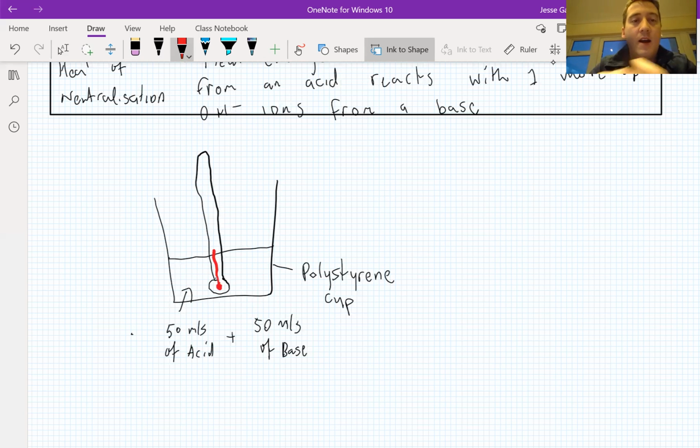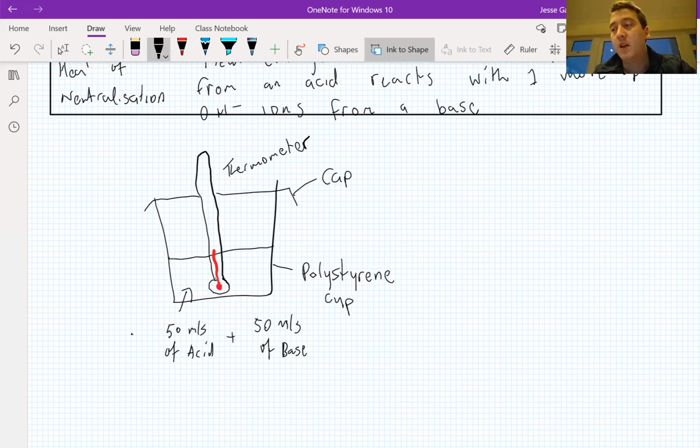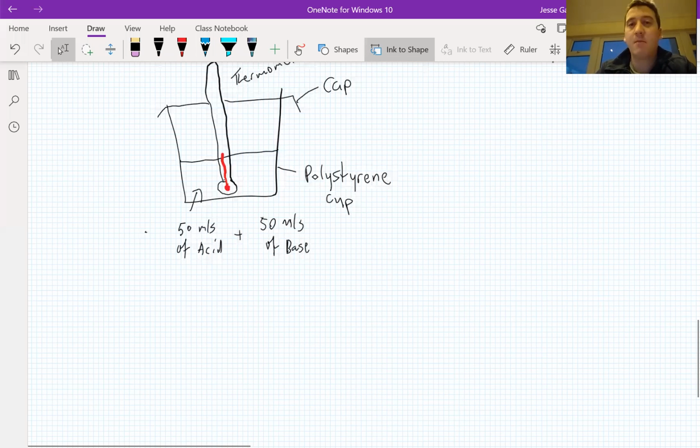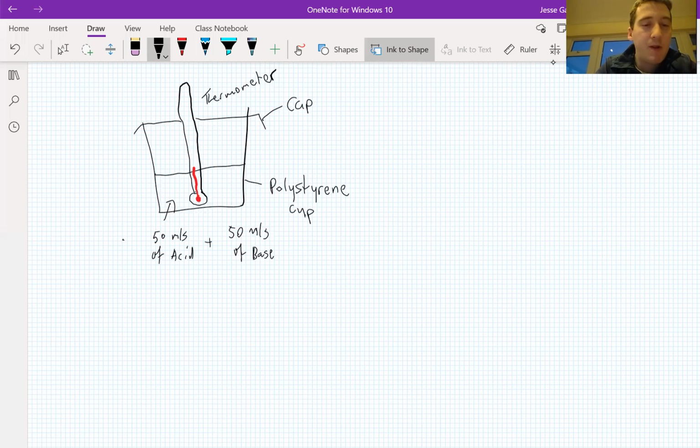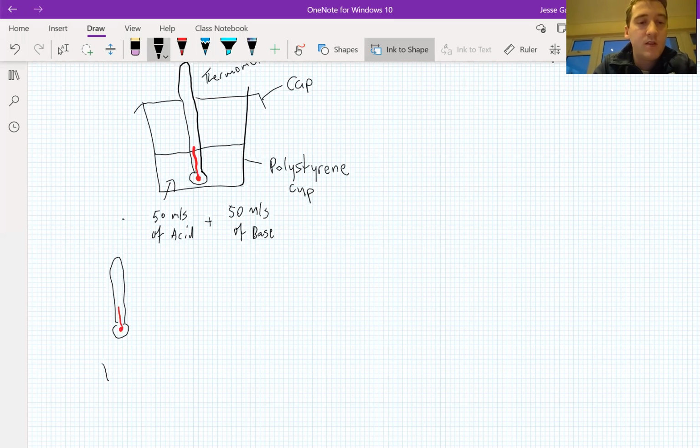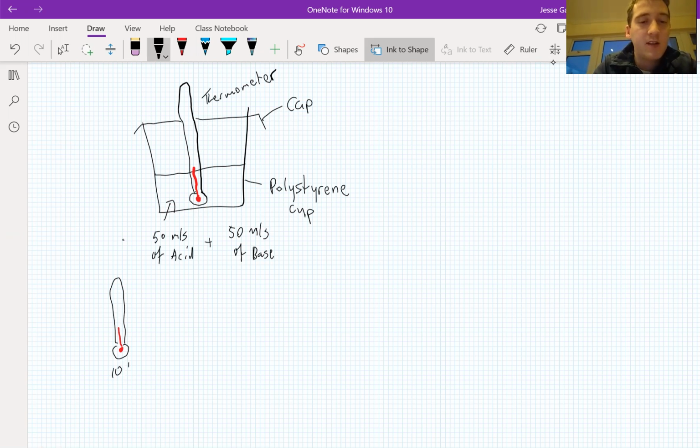We're going to put our thermometer in. It's got alcohol in it, and we also would usually put a cap on. And what the cap does is, again, it traps heat. It stops the heat from escaping, and it allows us to more accurately measure the temperature change. So this is a thermometer and a cap. Now, let's look at a couple of things that might happen here. So it might happen that we start and we've got our thermometer, and our thermometer has a reading of 10 degrees Celsius.